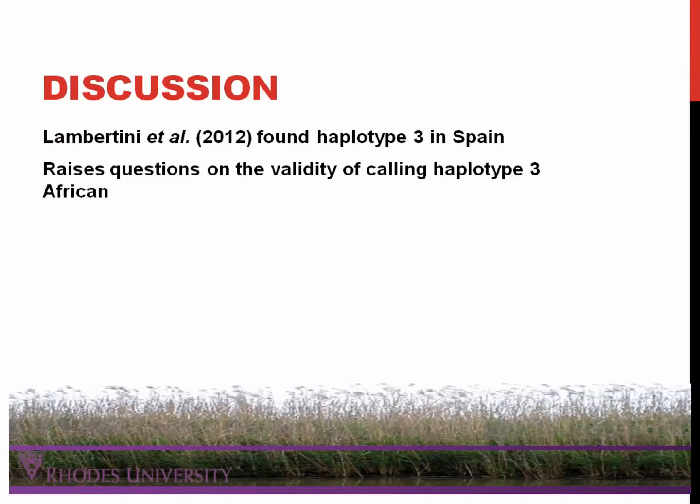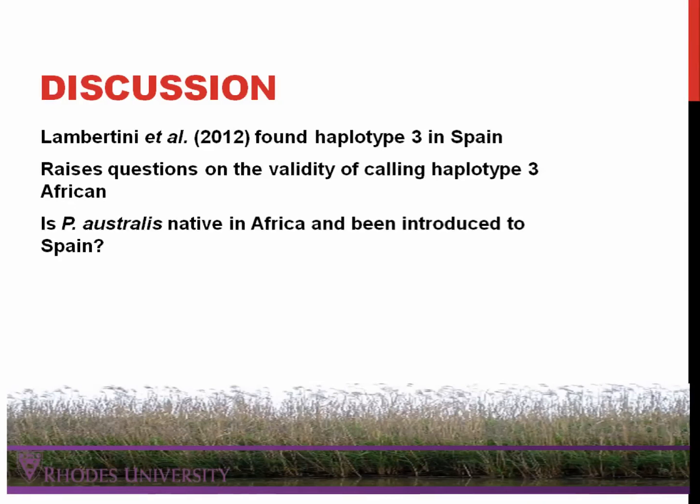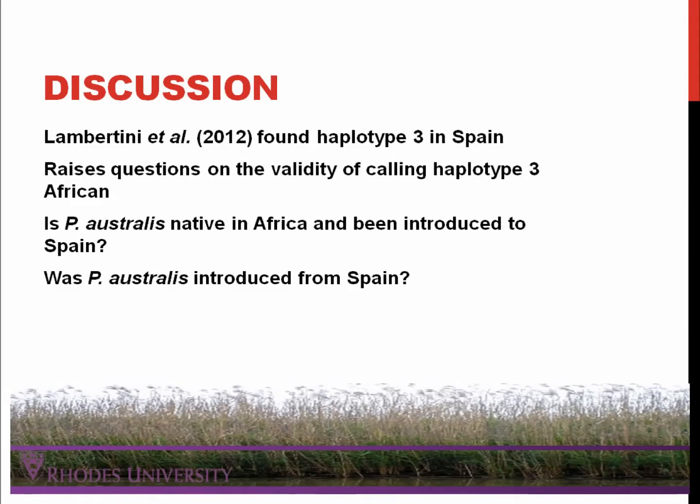Haplotype 3 is labeled as an African haplotype. However, quite recently, a study by Lambertini in Europe in 2002 found haplotype 3 populations of Phragmites in Spain. So now this raises some serious questions on the validity of calling haplotype 3 a unique African haplotype. We need to ask the question: is Phragmites a native plant, and was it simply introduced to Spain quite recently, or was Phragmites in fact an introduction from Spain?